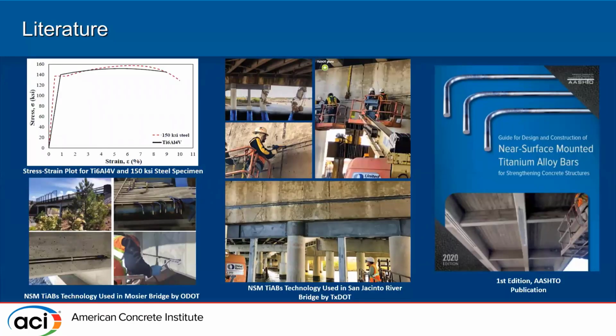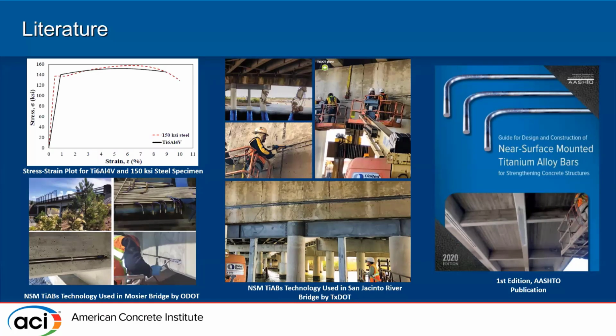In the first plot there, you can see the stress-strain plot. This is one of the research projects that was carried out at Idaho State University. There in red dotted, you see the 150 KSI steel, and black is the titanium alloy bars. The red dotted is the 150 KSI steel, to match apples versus apples, I would say.